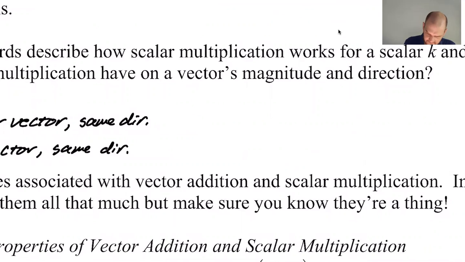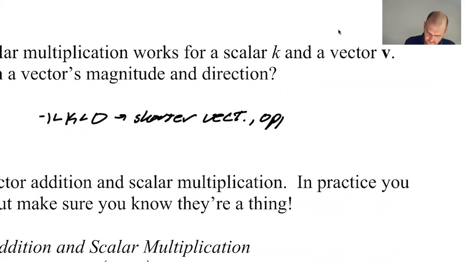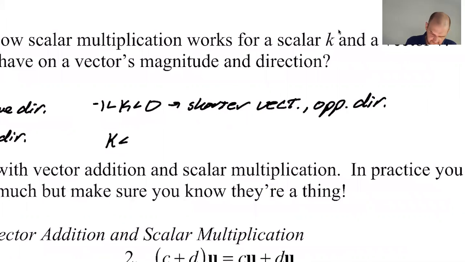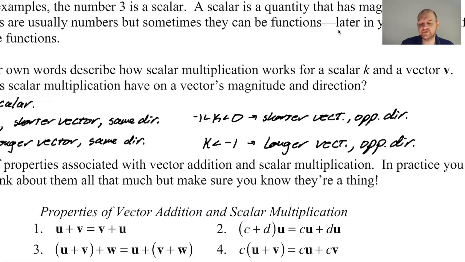So let's say, how are we going to do this? If k is between -1 and 0, you're going to get a shorter vector, and it's in the opposite direction. And if k is less than -1, you get a longer vector, so you scaled it up, but you switch the direction, opposite direction. Okay, if k is equal to positive 1, you didn't scale it at all.